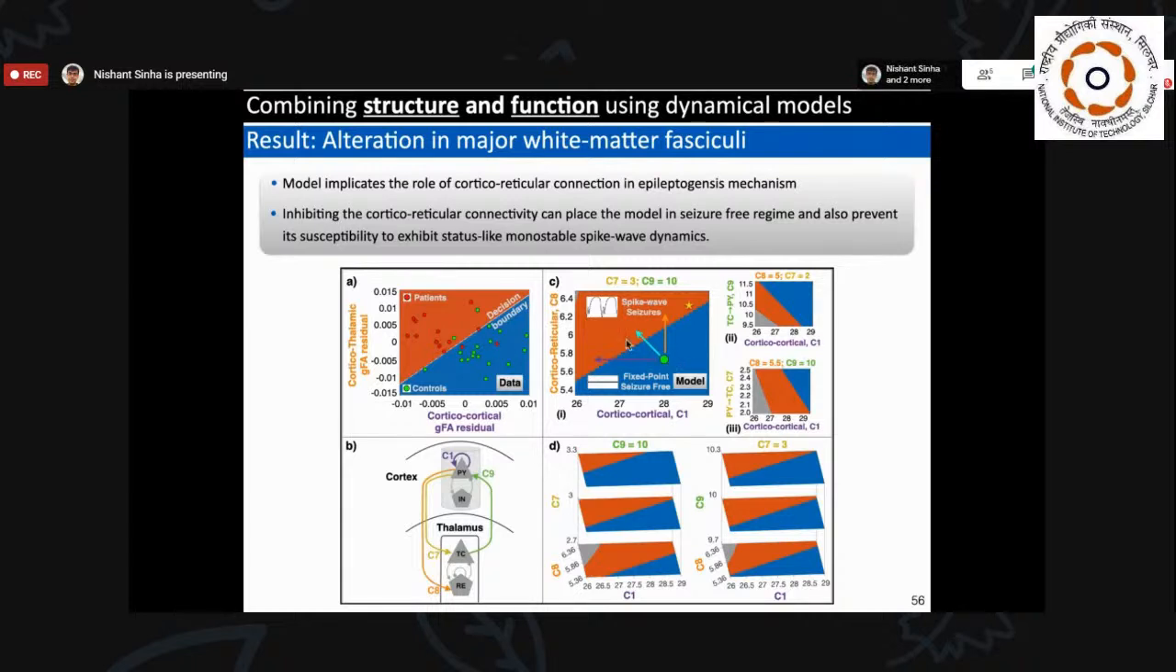So once we have this, we can hypothesize the mechanism that a healthy subject, which is lying over here, might develop epilepsy if either the cortico-cortical connections are reduced, or if the cortico-reticular connections are increased, or in some combination, so that it moves from this regime in the parameter space to this regime. And these are the same two-dimensional slices shown in the model in three dimensions.